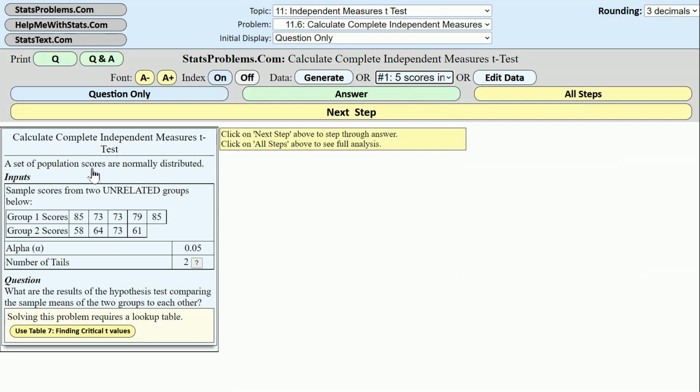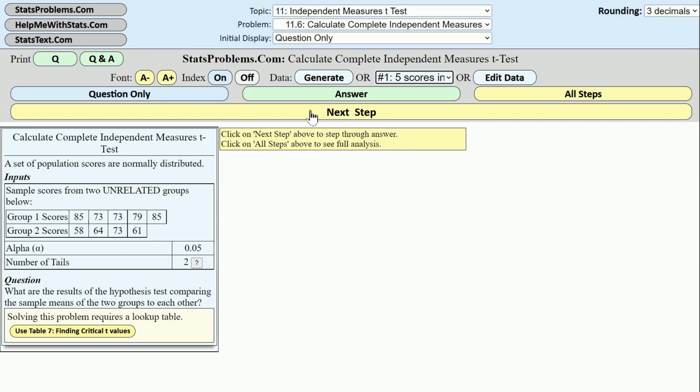A set of population scores is normally distributed. Sample scores are from two unrelated groups. Scores in Group 1 are 85, 73, 73, 79, and 85. Scores in Group 2 are 58, 64, 73, and 61. Alpha is 0.05. Number of tails is 2. What are the results of the hypothesis test comparing the sample means of the two groups to each other?